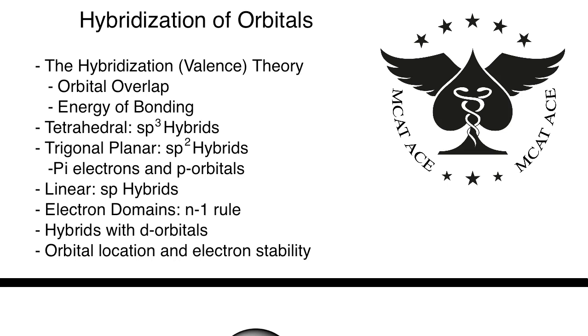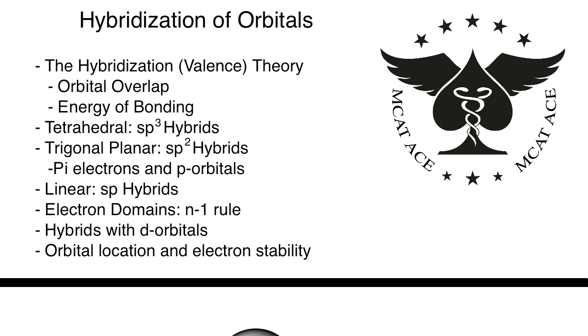In a trigonal planar or a flat molecule, we start dealing with sp² hybrids. This will happen very often when you have pi bonds or pi electrons, and those pi electrons must reside in p orbitals. So we'll take a look at trigonal planar molecules and what's involved with that.